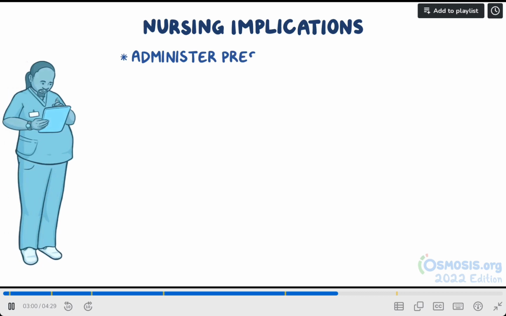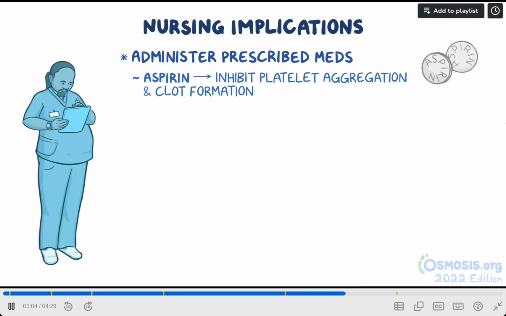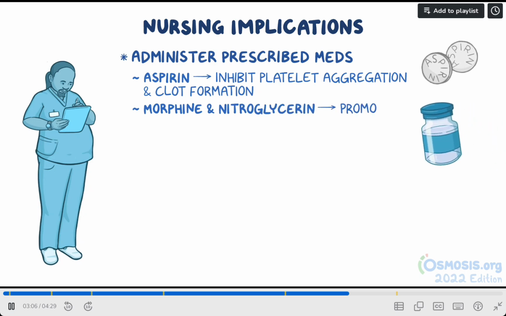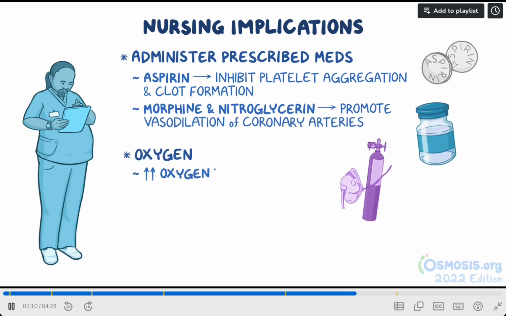Next, administer prescribed medications like aspirin to inhibit platelet aggregation and clot formation, morphine and nitroglycerin to promote vasodilation of the coronary arteries, and oxygen to increase oxygen delivery to the heart.